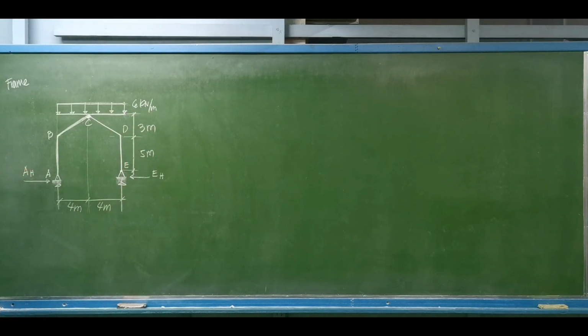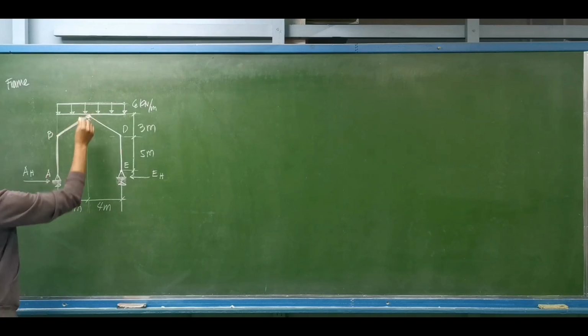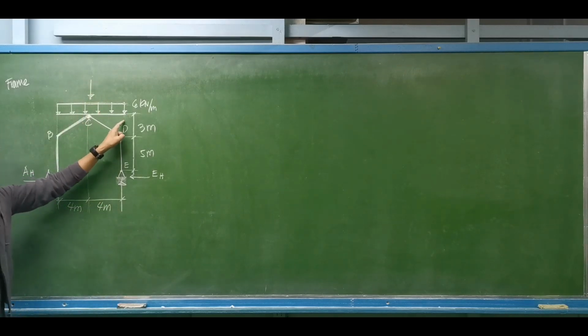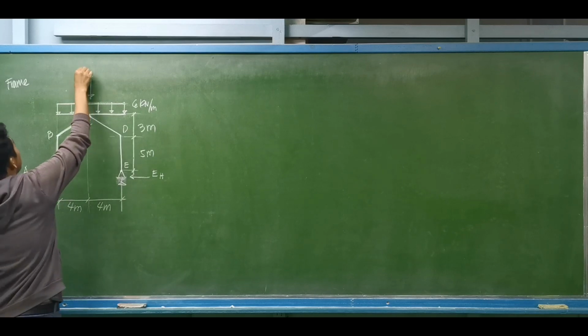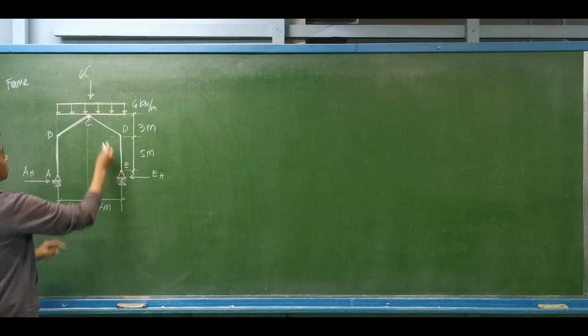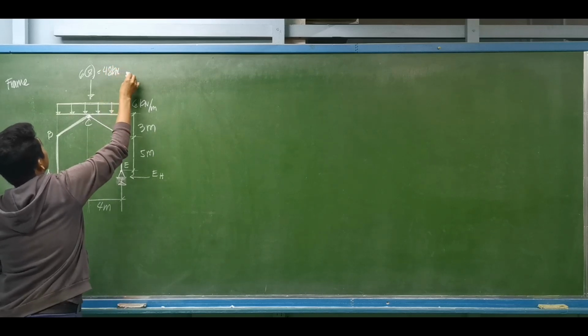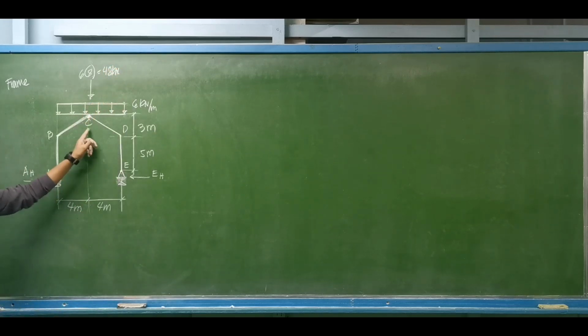For example, we may do the complete analysis of members A, B and B, C. The analysis of these two members is somewhat similar to C, D and D, E, so I'll just be doing A, B and B, C. For this case, we may have the total equivalent weight of this uniform load, that is 6 times the span 8, so a total of 48 kilonewtons. Its concentration is acting at point C.